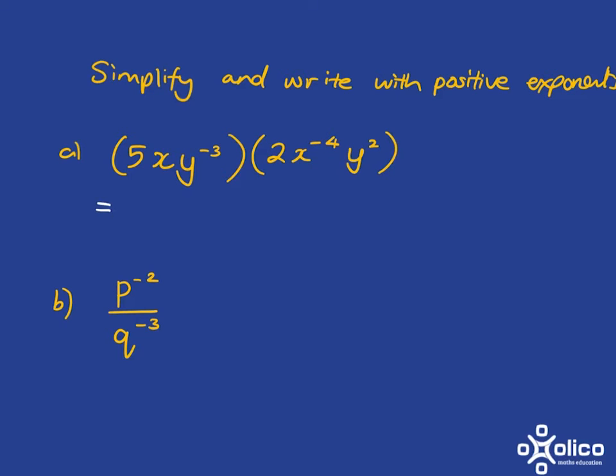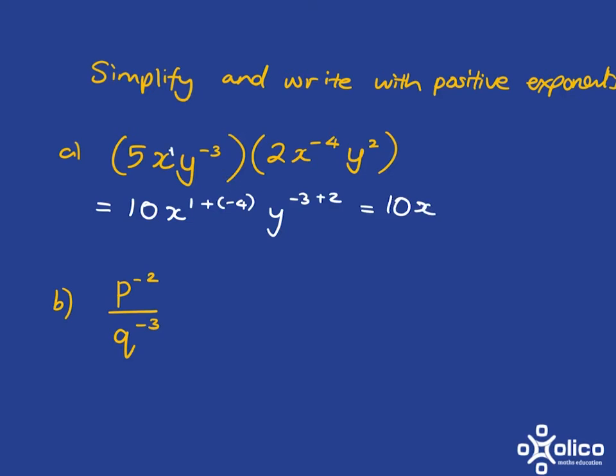Okay, let's deal with the first one. First we multiply the numbers together. 5 times 2 is 10. Then we deal with the x's. We're multiplying, so we're going to add the exponents. So that's x to the 1 plus negative 4. And then we're going to have y to the negative 3 plus 2. So we get 10.